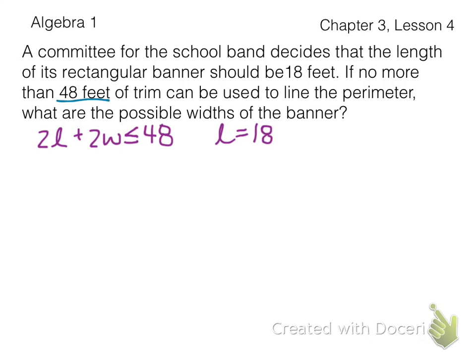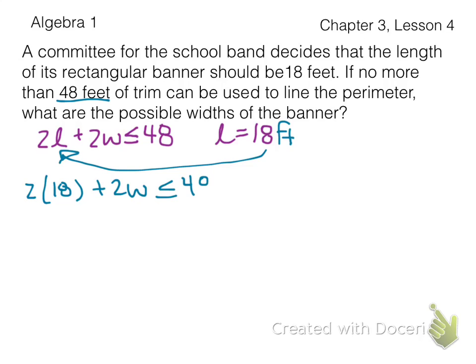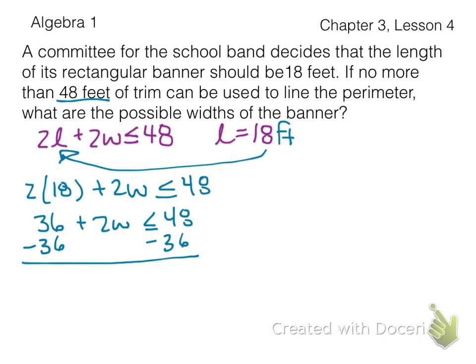So if the banner needs to be 18 feet, I'm going to plug 18 in here, and I'm going to get 2 times 18 plus 2 times W is less than or equal to 48. 2 times 18 is 36 plus 2W. It looks just like one of the equations from the other side, so I'm going to go ahead and solve for W. There you go. So it's 2W is less than or equal to 12. Divide by 2, divide by 2. W has to be less than or equal to 6 feet.